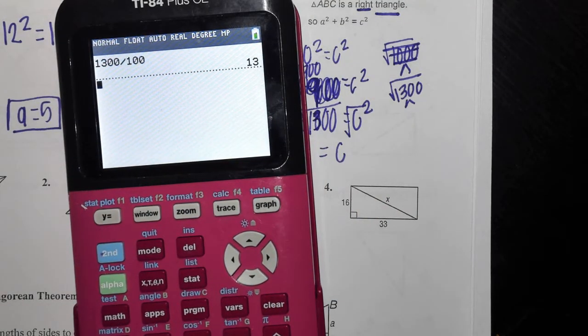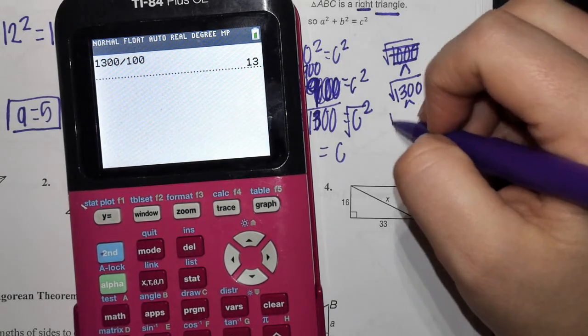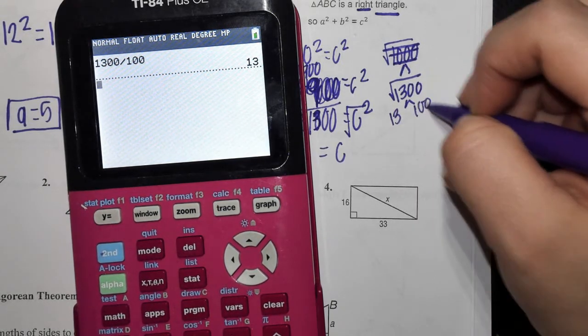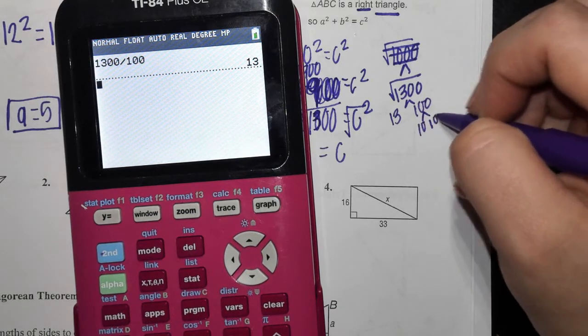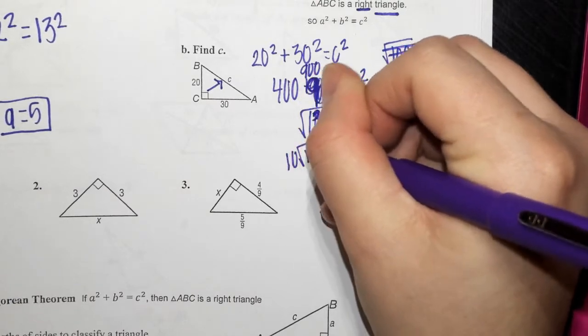Yeah, 100, but that takes me to 13. And then I could have 10 from it, though. So you'd have 13 and 100, and then I'd have 10 and 10. That's as far as I could go, though, right? So my answer would be 10 square root of 13.